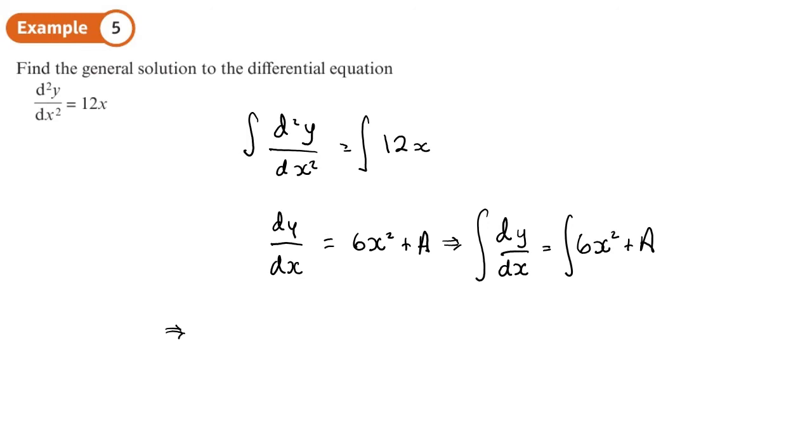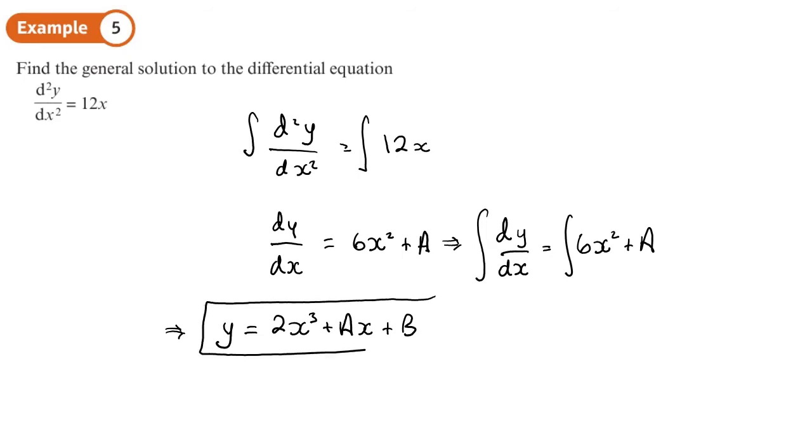Anyway, so I will then get y equals, this will be x cubed plus, now the a becomes ax, and then another constant b. Okay, so we just solve this by integrating twice.